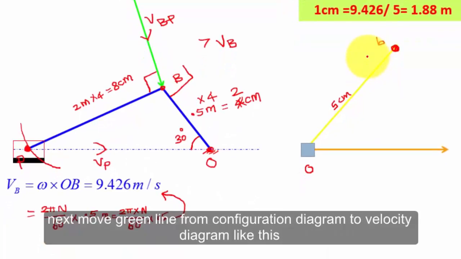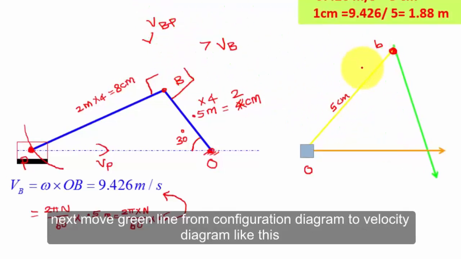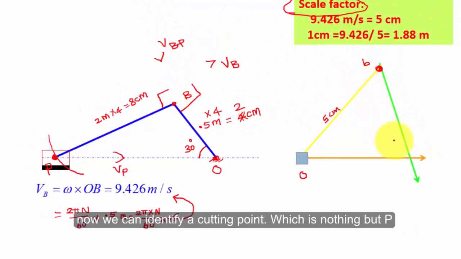Next, move the green line from the configuration diagram to the velocity diagram like this. Now we can identify a cutting point, which is nothing but point P.